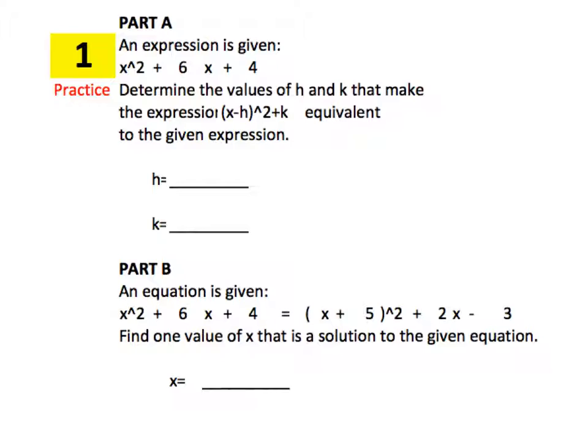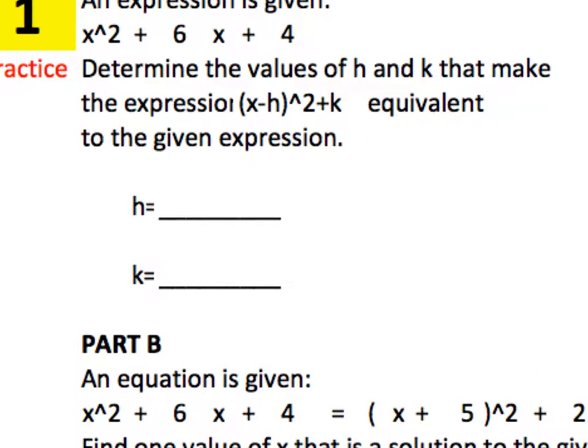You have part A and then part B. An expression is given, x squared plus 6x plus 4. Determine the values of h and k that make the expression the quantity squared of x minus h, close the quantity, plus k, equivalent to the given expression. You have to find h and k in there. So that is what we're going to do first.